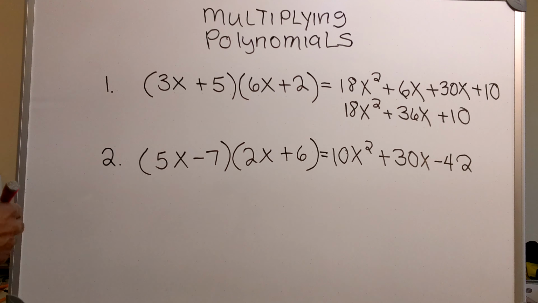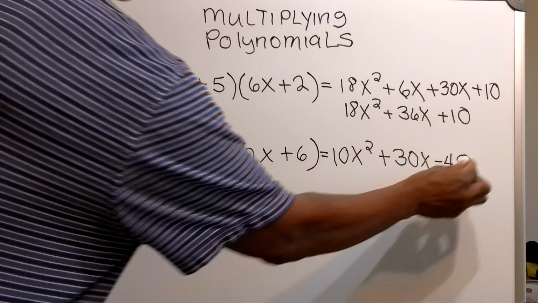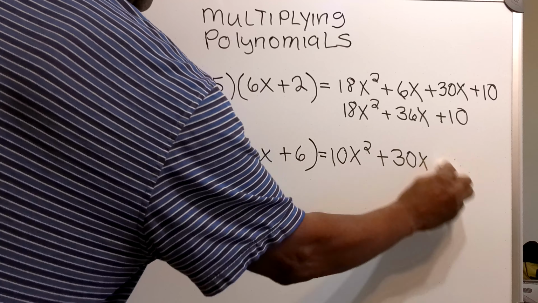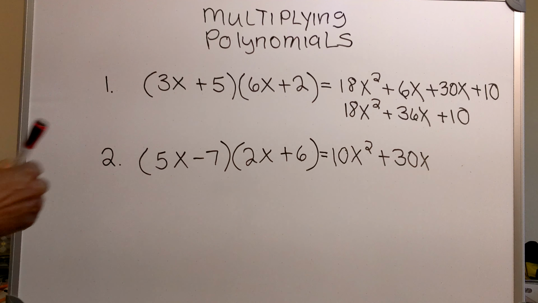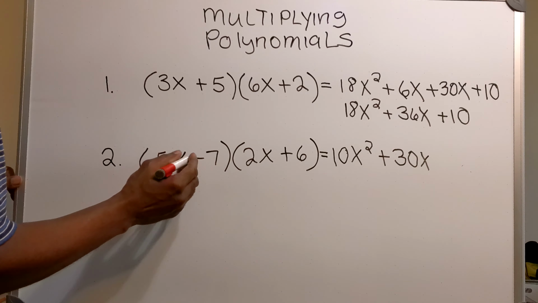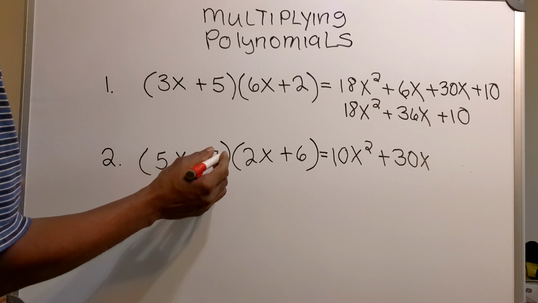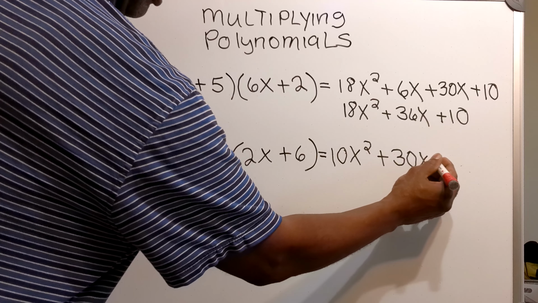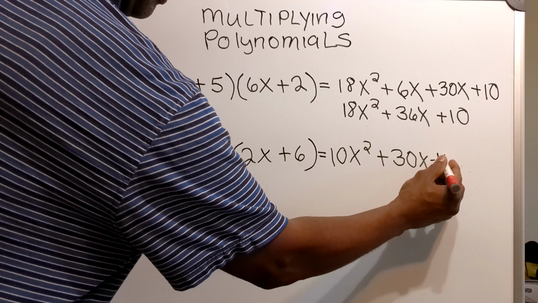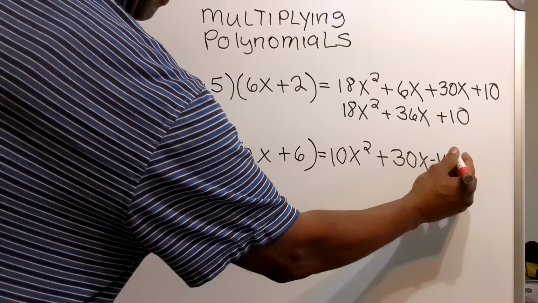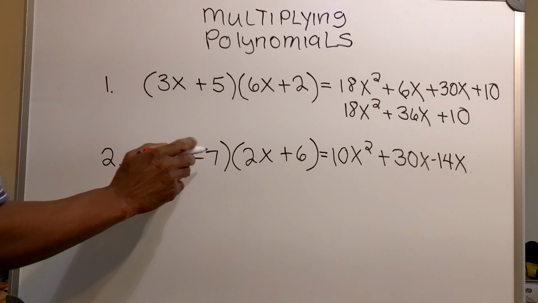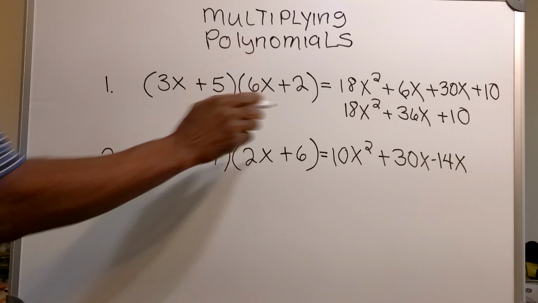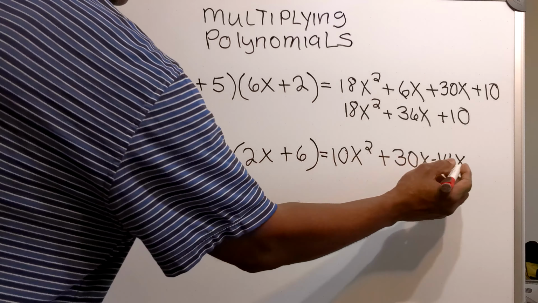And I skipped something. Minus 7 times 2x, that will give you a minus 14x. Then minus 7 times a plus 6, that will give you minus 42.